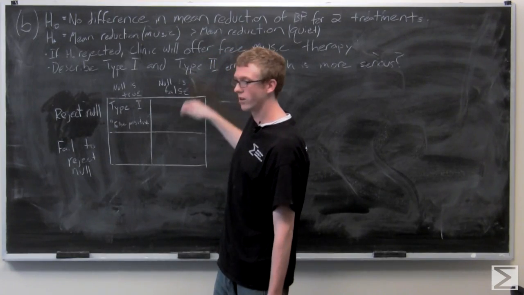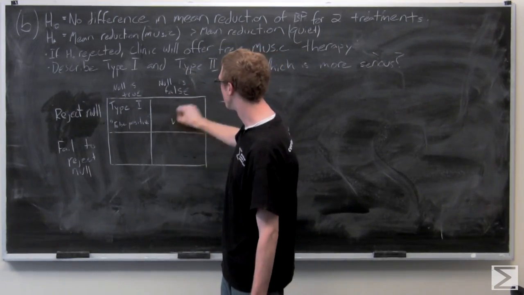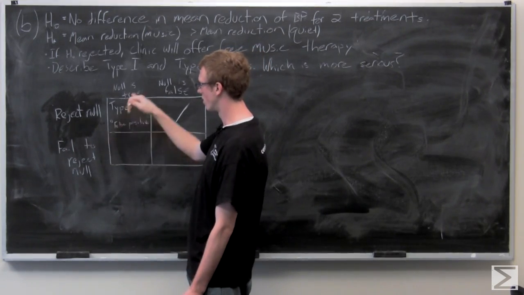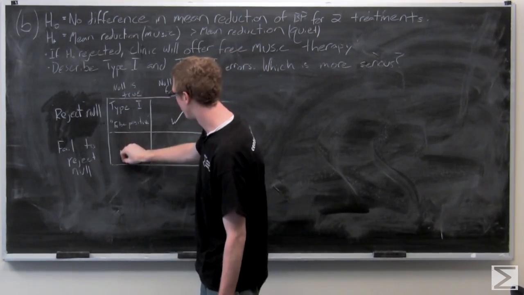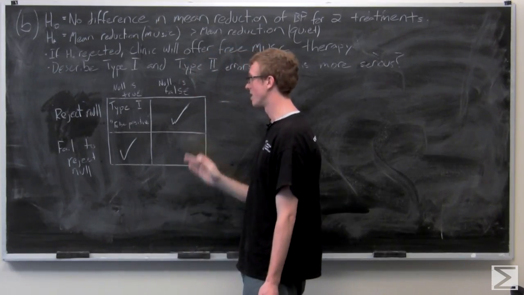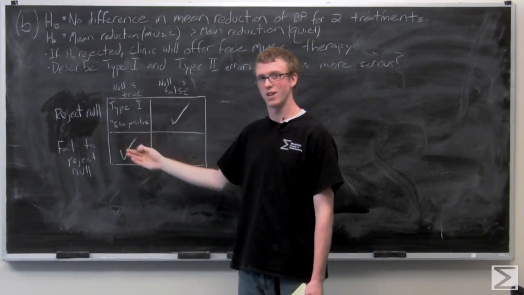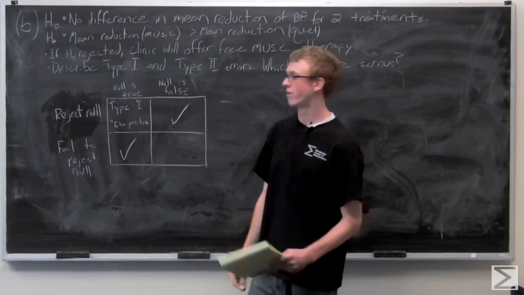If we reject the null and the null is false, this is a correct interpretation of the problem. If we fail to reject the null and the null is true, again, we did the problem out correctly. And then a type 2 error is going to be if the null is false and we fail to reject it, otherwise known as a false negative.